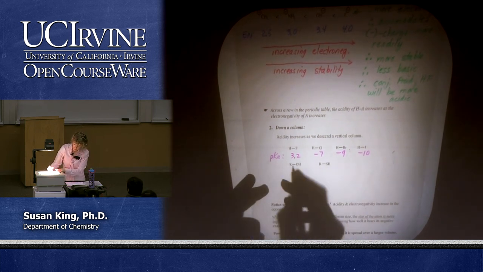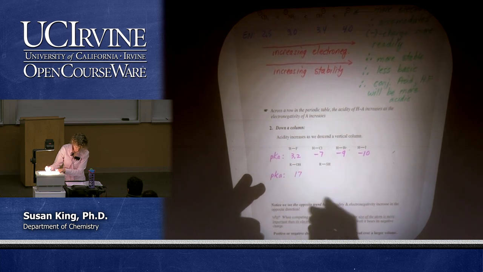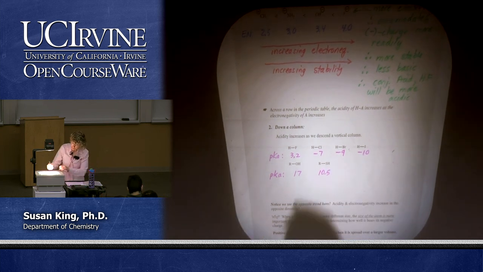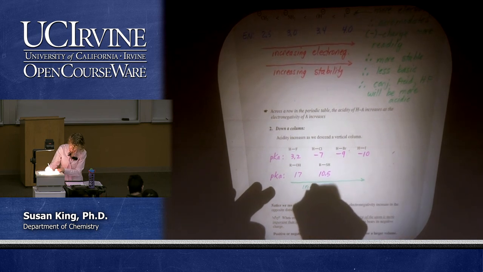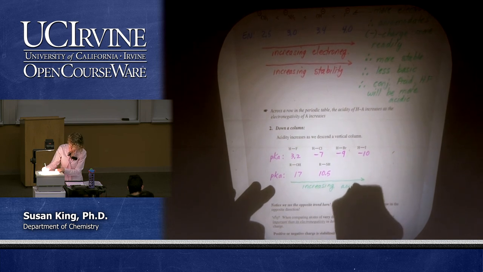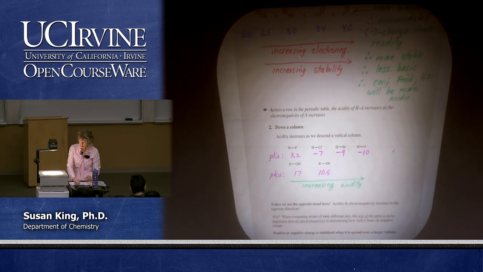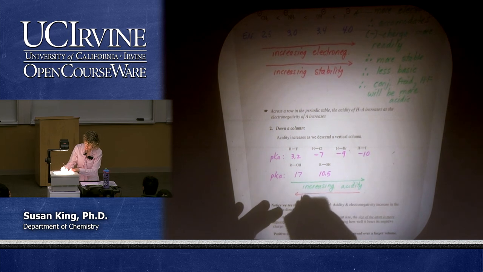We can look here also. We can go right next door and look at alcohols and thiols, 17 and 10.5. So we have increasing acidity as we descend a column, only in this case we have increasing electronegativity going the opposite direction.